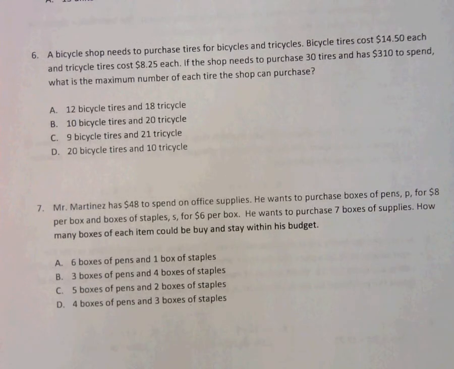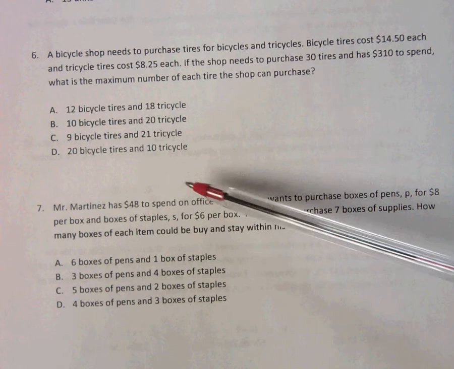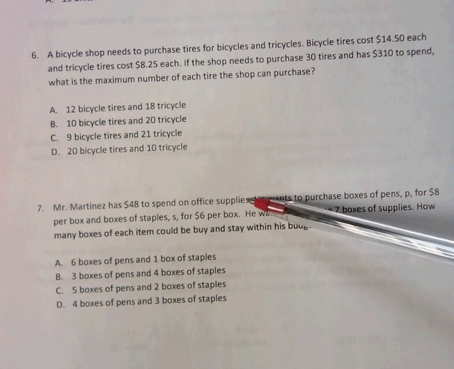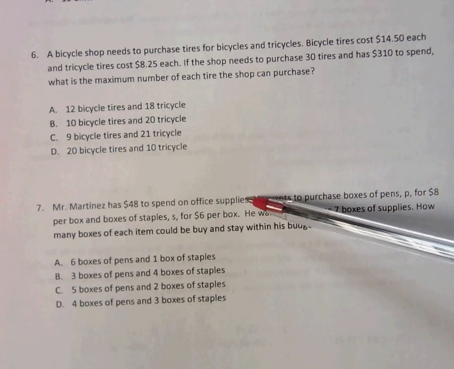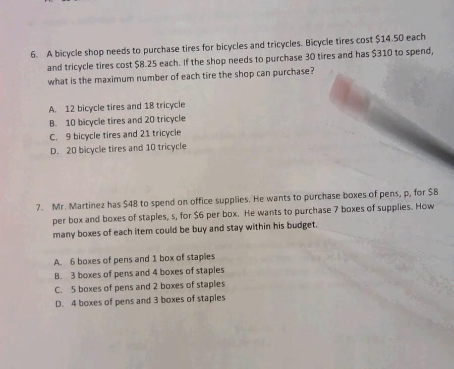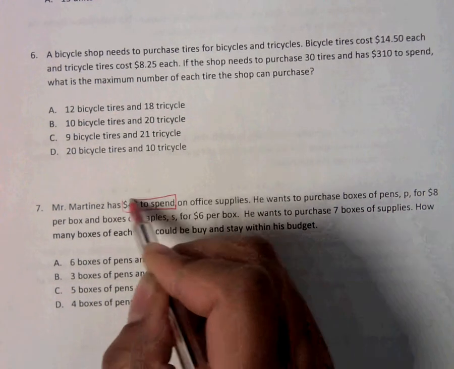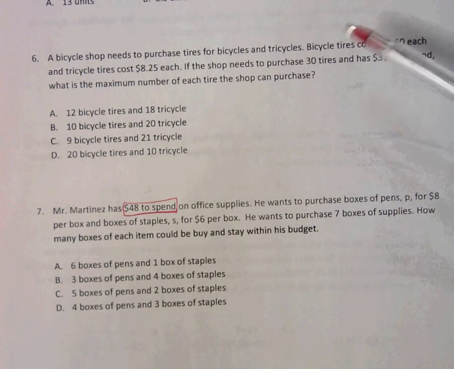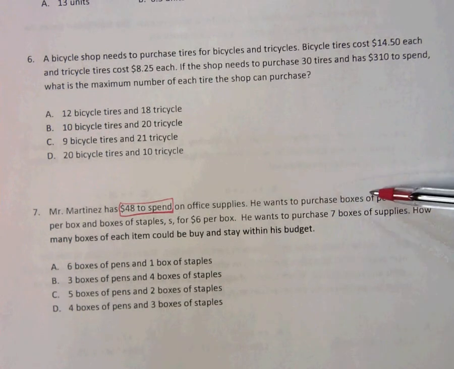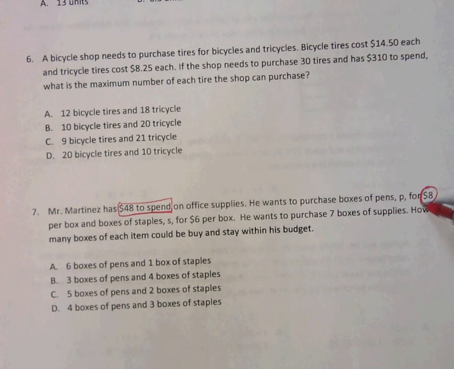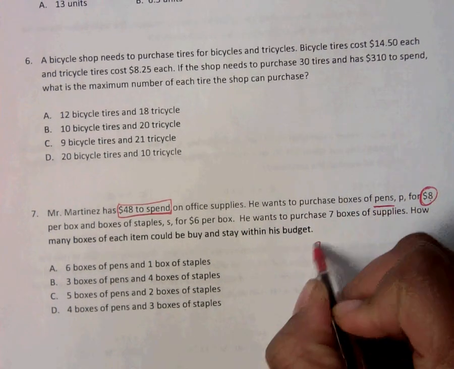Number 7, Miss Martinez has $48 to spend on office supplies. You notice there are no boxes. You notice I'm reading the question because you need to do that with these types of problems to understand the information given. So $48 has been spent on supplies. So we're talking about supplies. Now he wants to purchase boxes of pens for $8. So pens for $8. There's my 8P.